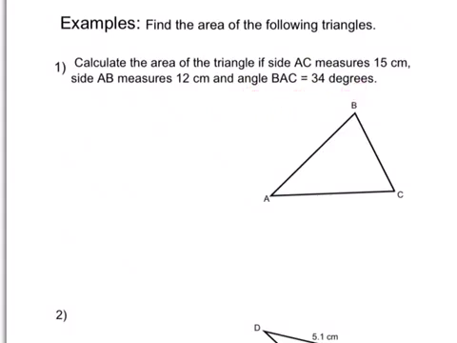The first step would probably be to label the triangle with the measurements. So side AC, that's here, that's 15 centimeters. Side AB up here, 12 centimeters. And then angle BAC, so that's my angle in here, is 34 degrees.